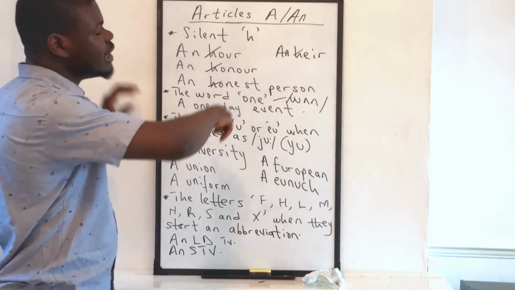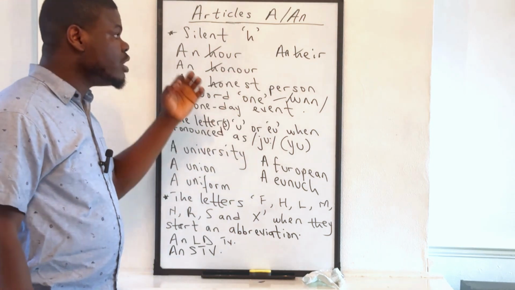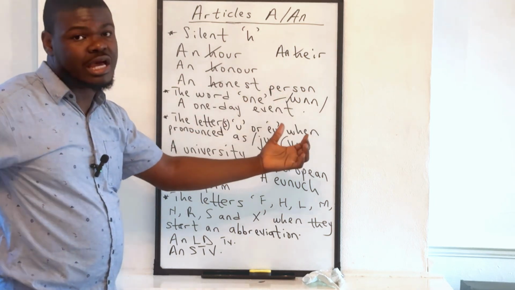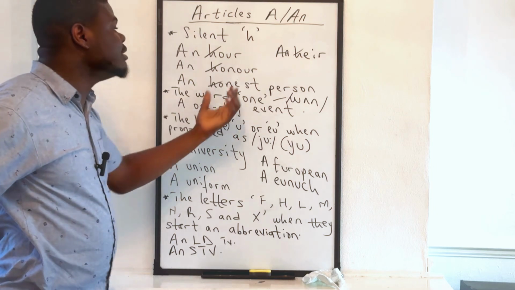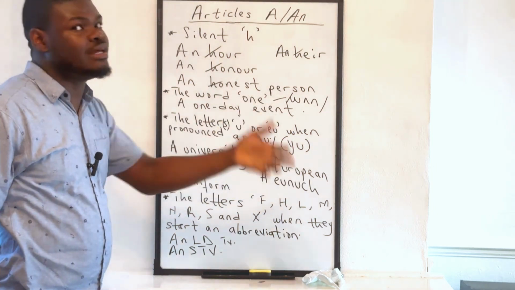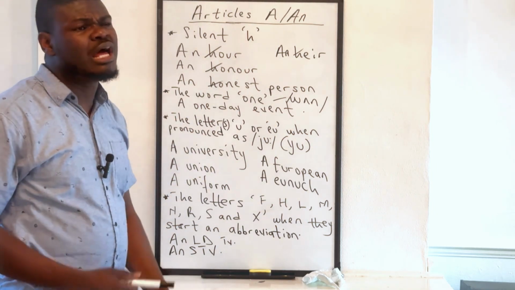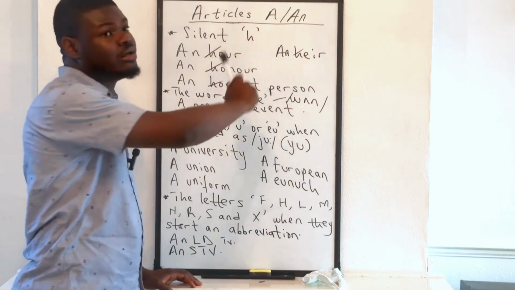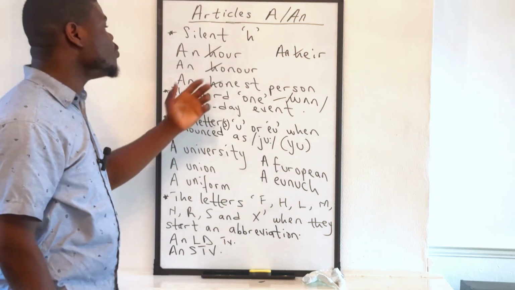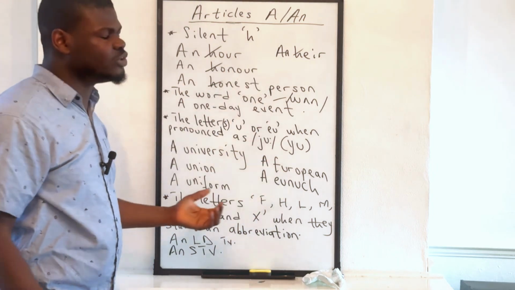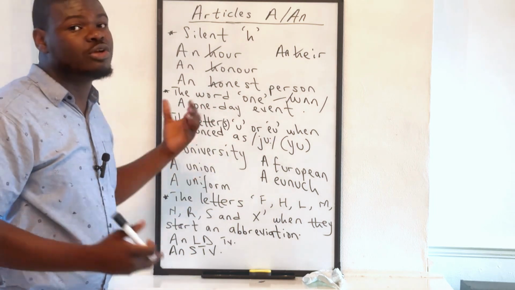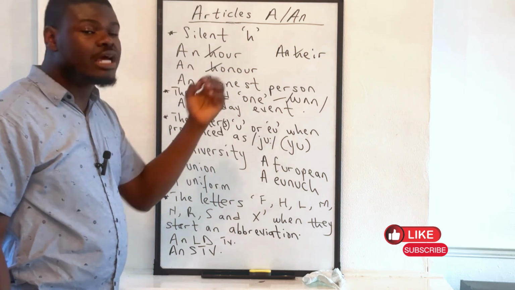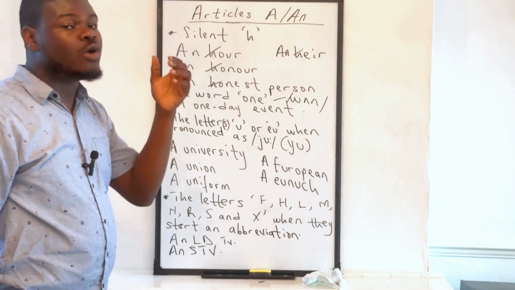So the word one, even though it starts with the letter O, the letter O is not pronounced. What we pronounce is the W sound. So that's why we say a one-day event, not an one-day event. You don't say, oh, because it starts with the letter O, I would say an one. No, that's wrong, because the sound that you hear is the letter W sound. So that's a one-day event. Do you understand that? So next time you're trying to use the word one, and you need the article a or an before it, take note that it is a one. A one-day event.